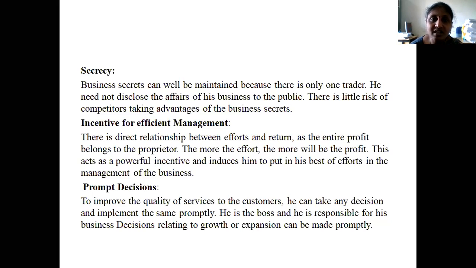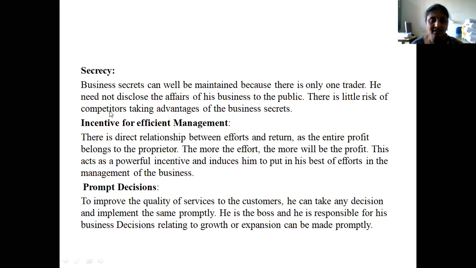He need not disclose the affairs. So he doesn't want to spoil his business or disclose the affairs. So he doesn't want to disclose his business-related secrets to the public. That's why he doesn't want to reveal the things to the public. So that's why the secrecy will be maintained very well.